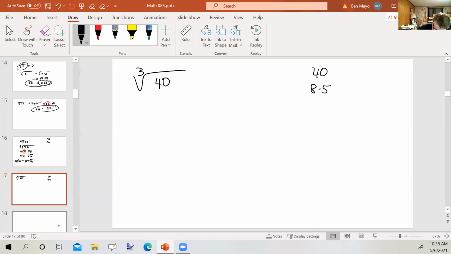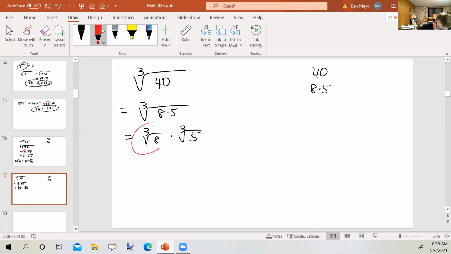So the cube root of 40 equals the cube root of 8 times 5 equals the cube root of 8 times the cube root of 5. But the cube root of 8 is 2, so we get 2 cube roots of 5, and I can't simplify the cube root of 5. I could get a decimal approximation, but I couldn't get an exact answer other than what is there.